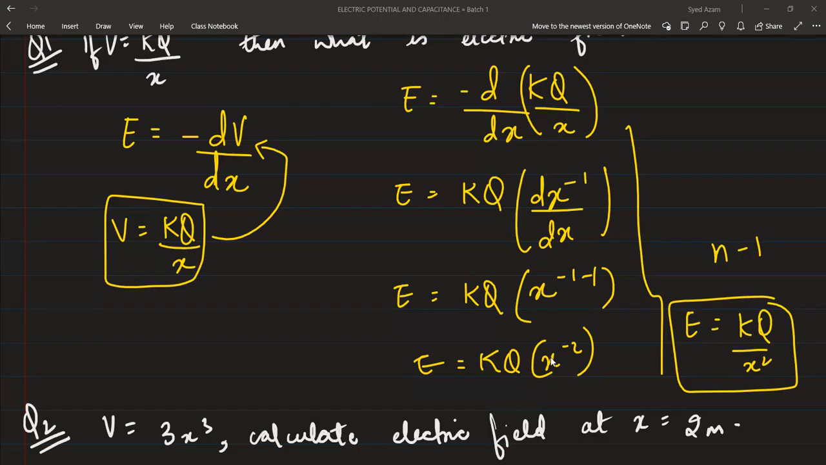That's why I've discussed differentiation and integration with you. X to the power minus 1, the power is minus 1. We put minus 1 here and we multiply by minus. That becomes X to the power minus 2. So we get the derivative equation E is equal to KQ by X square. This is a very easy question. Quickly try this question, Shwana. Question 2.